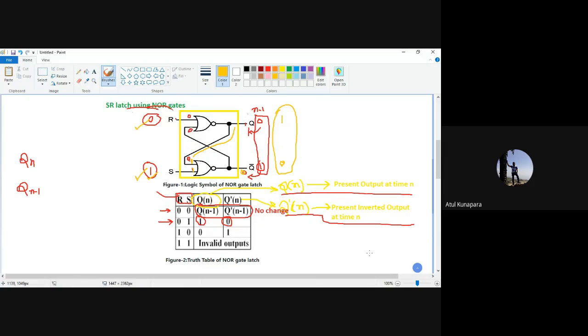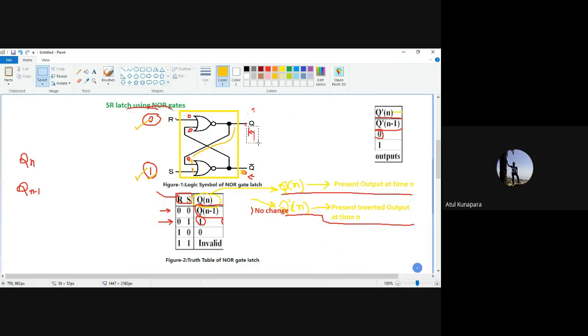Okay. Let's do one thing first. You only consider one part here. You forget about this second part. Right now, we do not discuss this inverted output. We keep it aside. You just keep your focus on what is going to come here at the output side. Let me remove that part here. I'm just talking about this output condition right now.